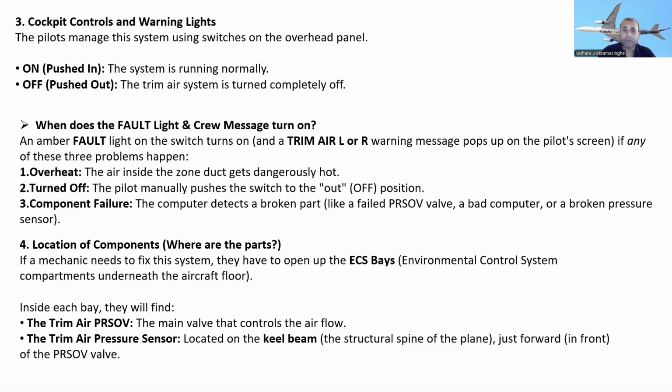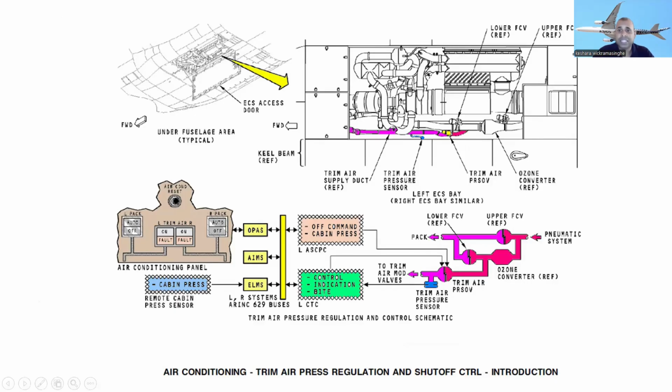Okay, all right, so let's see. This is the ECS bay, the bay that has the packs. This is the trim air pressure sensor, the trim air supply duct is here, and here's the trim air pressure shut-off valve. These are the ozone converters, right? So if something happens, they need to open the ECS bay and check the sensor and the pressure regulating shut-off valves. You can see this is the left system carrying 6 to 9 buses.